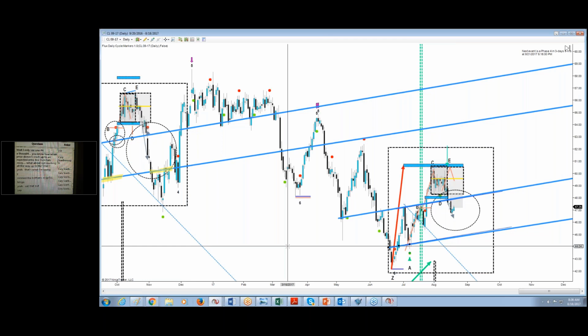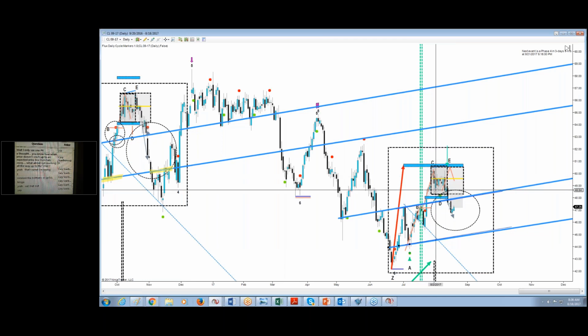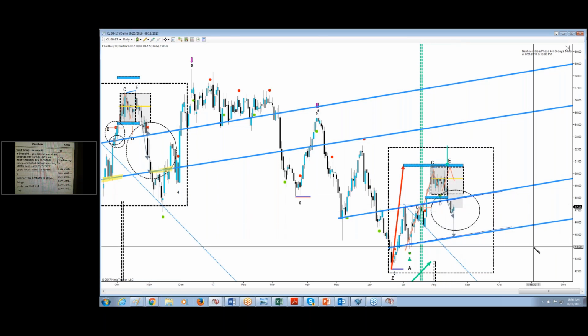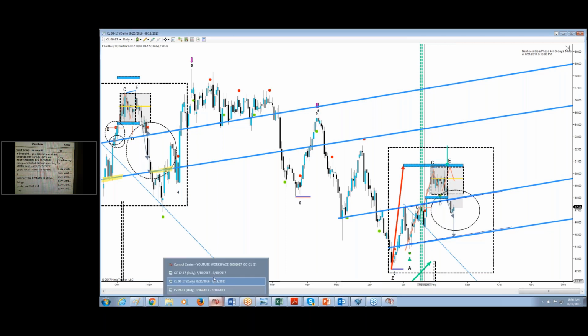So the resistance line, if it retests anything, is on the 09 contract anyway, up at 47.97. If it retests anything. If not, the phase 4 should drive us down into the blue line. Okay, that's my CL analysis, and I'm sticking with it. Any questions about this? Because we have one for gold too.